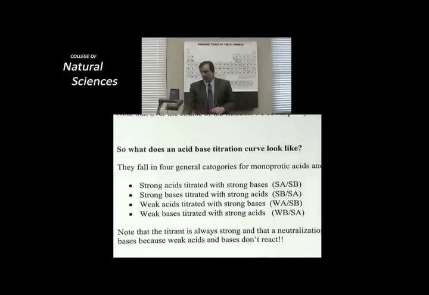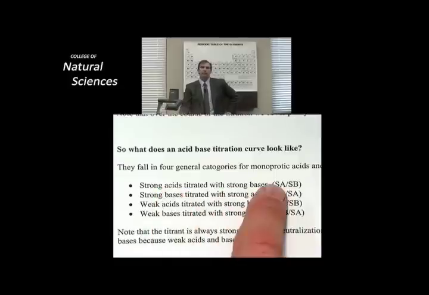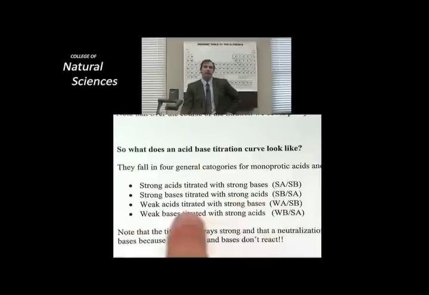So I've got here for you 4 examples of acid-base titration curves. Now what they share in common is that they always involve an acid and a base. There's a strong acid and a strong base, a weak acid and a strong base, a weak base and a strong acid. There's always acid and base.